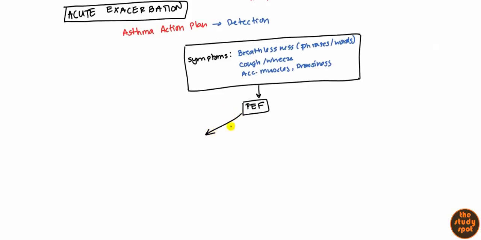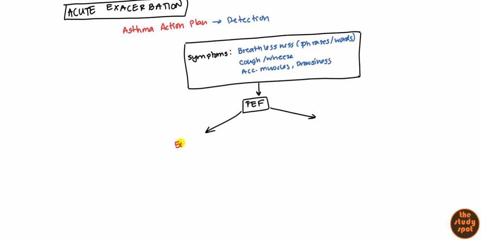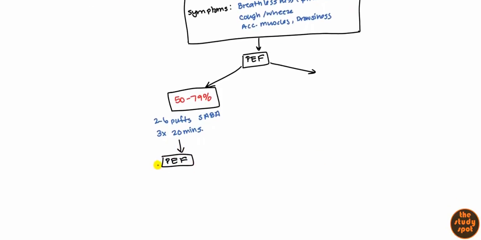Now, if it's 50 to 79% of their best, then what they should do is take 2 to 6 puffs of these short-acting beta agonists, and they should do that 3 times every 20 minutes. And so once they've done that, they should see how they feel. If they start to feel better, or they don't feel any better at all, they want to be aware of that. And so what you want to do then is do a peak expiratory flow, and then you see what the results say.